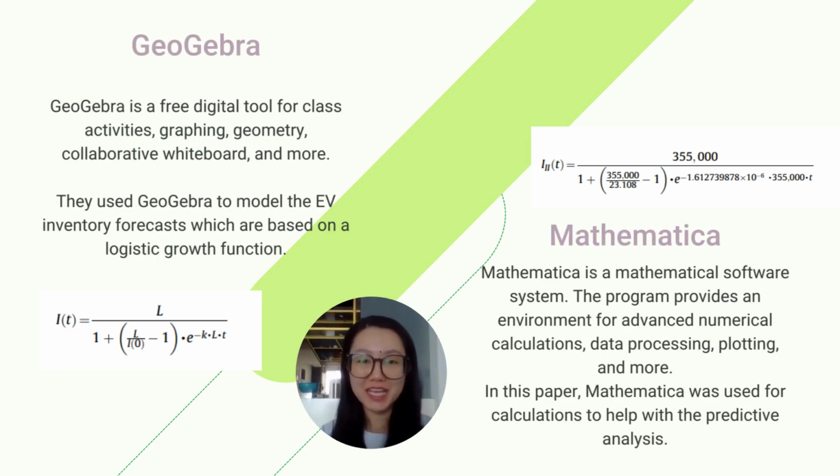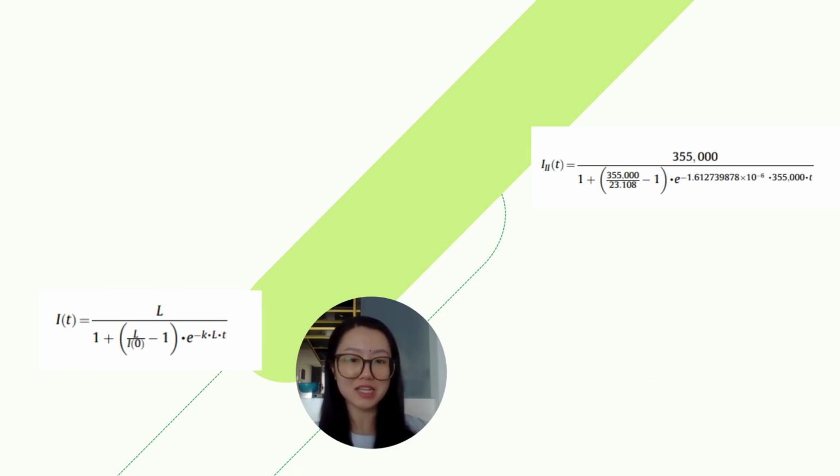Firstly, GeoGebra is a free digital tool and does a bunch of cool things like class activities, graphing, geometry, and even a collaborative whiteboard. For our paper, they use GeoGebra to model EV inventory forecast using a logistic growth function. Check out the formula, GeoGebra magic right there. Next in line, we have Mathematica. It's like the superhero of math software. It has all the tools for hardcore number crunching, data processing, and plotting. In our paper, Mathematica played a hero role, doing calculations to help with the predictive analysis.